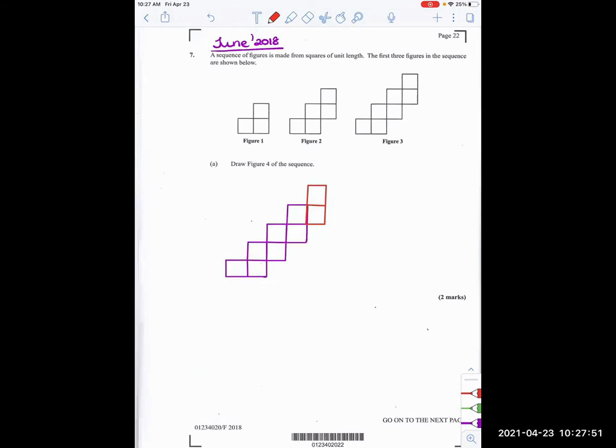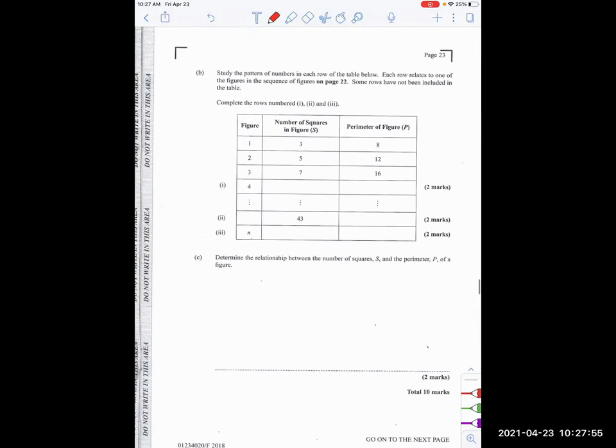Very good. So we're taking our time. Even if we did the question before, we're going to redo it for practice. So let me guide you. Study the pattern of numbers in each row of the table below. Each row relates to one of the figures in the sequence of figures on page 22. Some rows have not been included in the table, and this means that you don't have to find those numbers, right? Complete the rows numbers 1, 2, and 3.